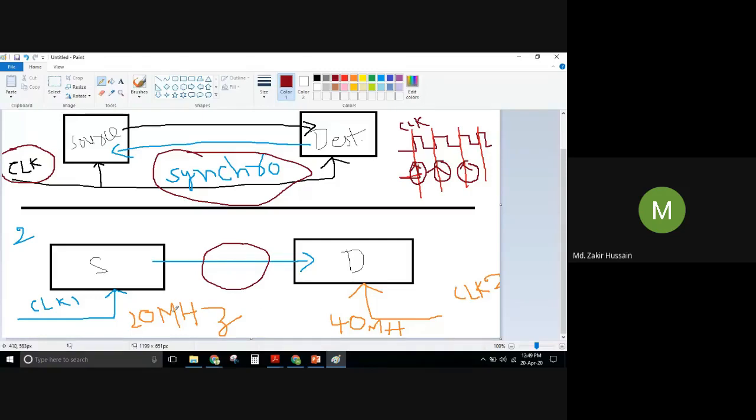But since the clock is different here, 20 megahertz and 40 megahertz, if you see the timing, if this is how we plot it, since the time period is t equals 1 by f, you get 1 by 40 for this one, and 1 by 20 for this one.